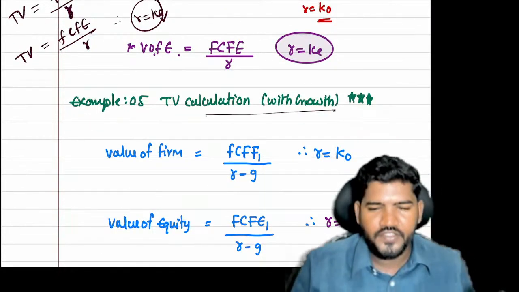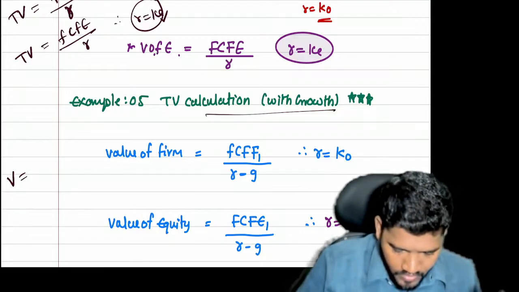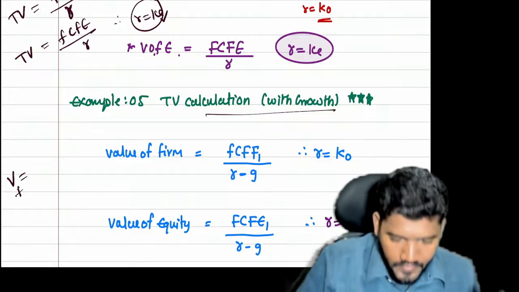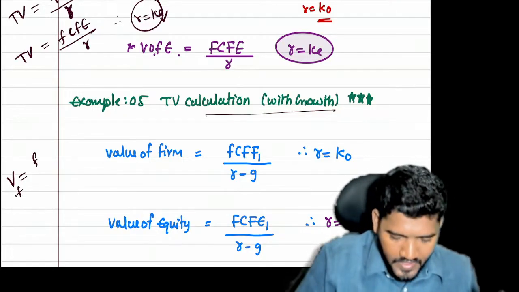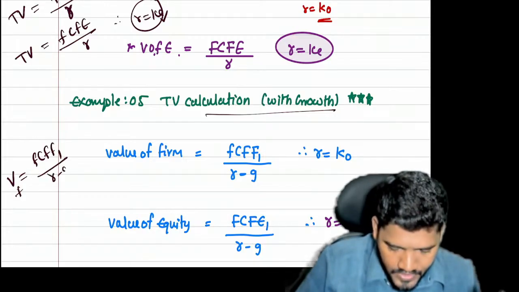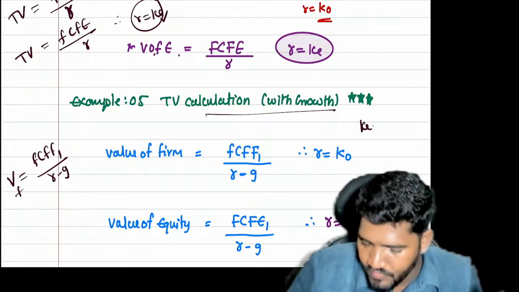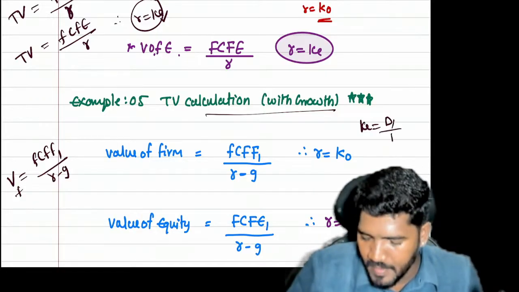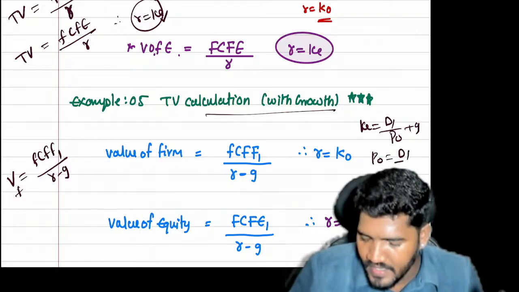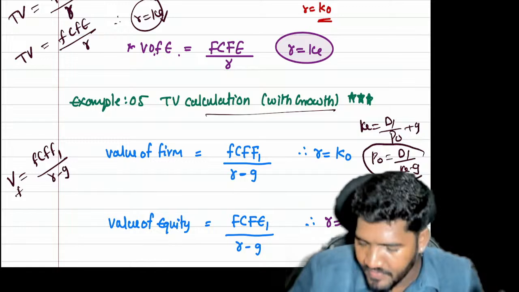But when coming to the growth concept, value equals the value of the firm. If it is a debt plus equity firm, value is FCFF1 divided by R minus G. You already learned KE with growth, D1 divided by P naught plus G. So if you want P naught, it is D1 divided by KE minus G, right? The same formula is reflected here.